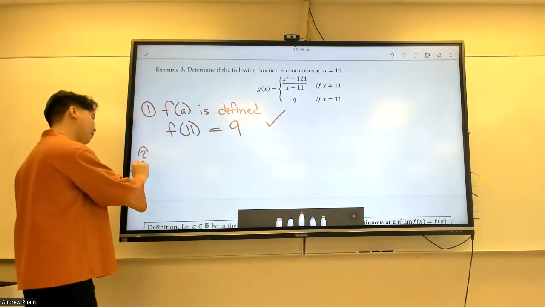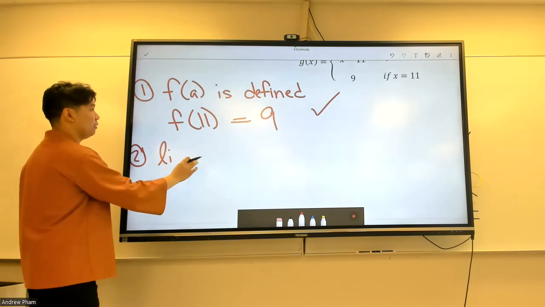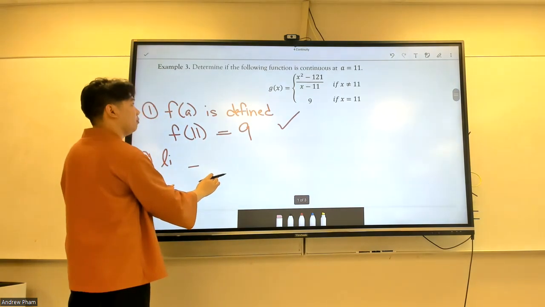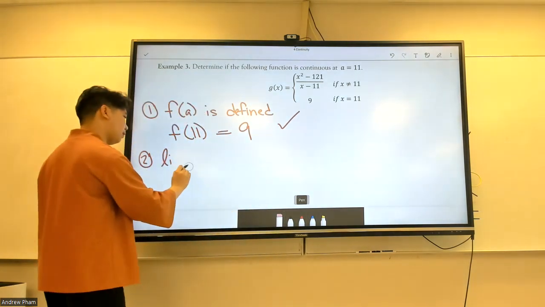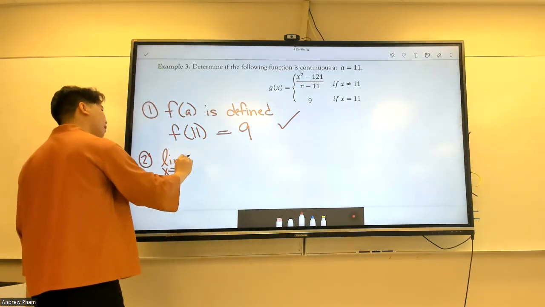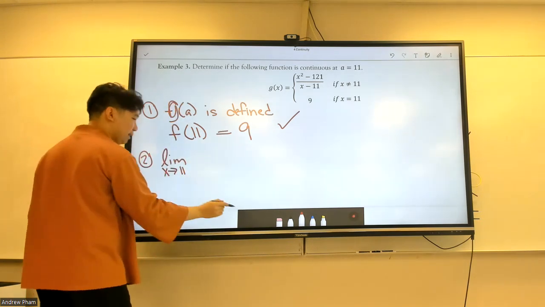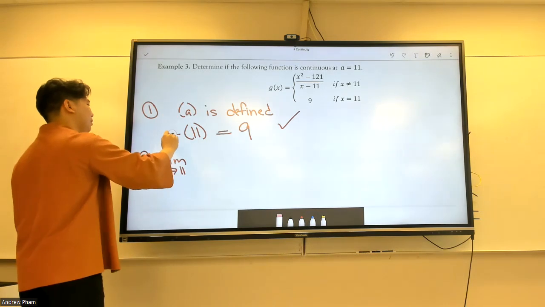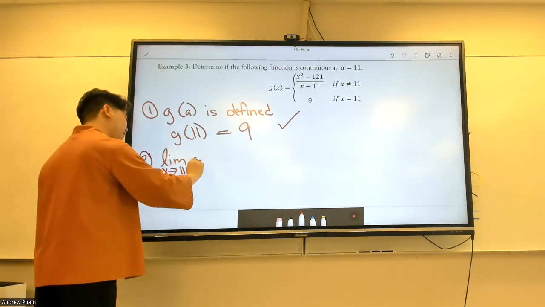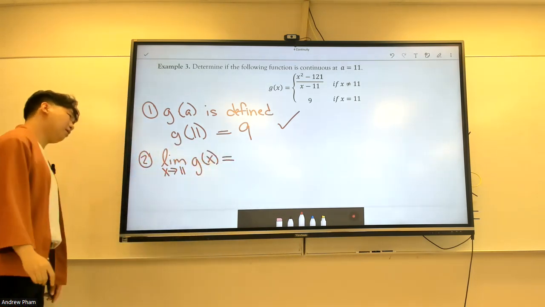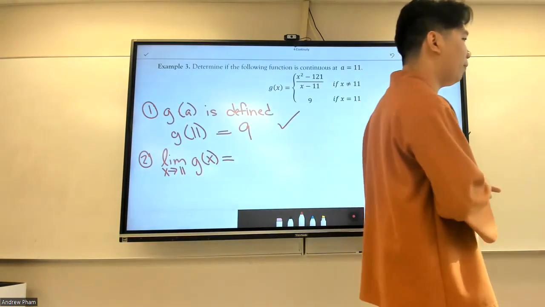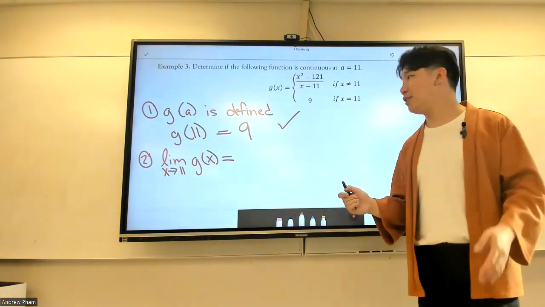Second condition, can I find the limit? Limit as x goes to 11. So if I take the limit as x goes to 11, what is this? I should have used g to be exact, since I said g here. Just use that so we're consistent. The limit of g of x. So whenever I take a look at the limit as x goes to 11, usually we have the limit of some function expression.